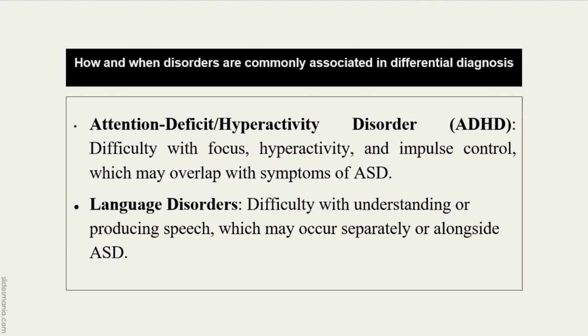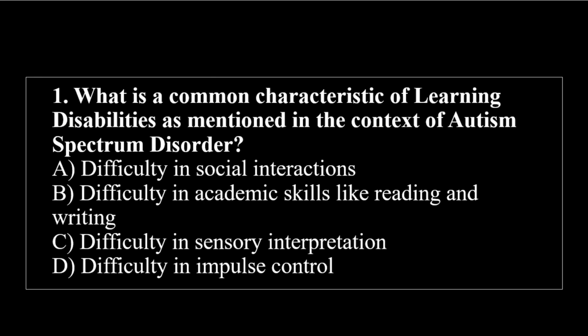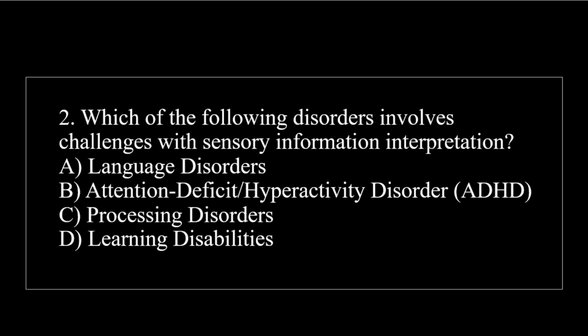Coming towards the MCQs. What is a common characteristic of learning disabilities as mentioned in the context of autism spectrum disorder? The answer is difficulty in academic skills like reading or writing. Which of the following disorders involves challenges with sensory information interpretation? The answer is processing disorders.